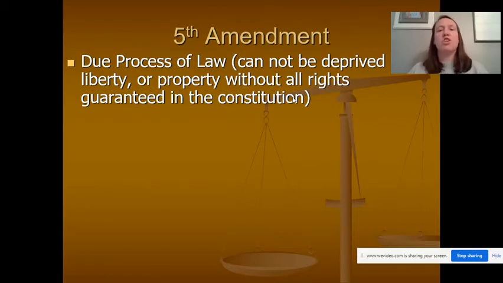Okay. So you cannot be deprived of life, liberty, or property without all of these rights. You are due the process of law. So I can't just think you did something bad, throw you in prison for the rest of your life, case closed. Okay, you are due all these steps, all these parts of the process of law.